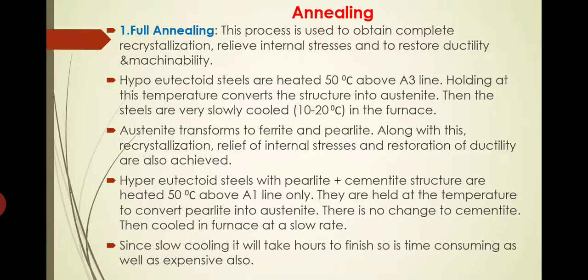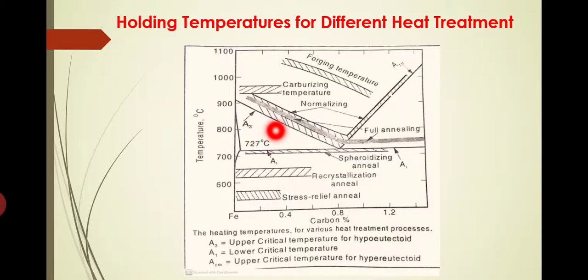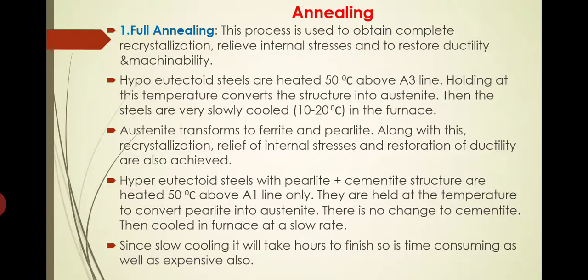So finally, we do full annealing to relieve internal stress and restore ductility and machinability, and complete recrystallization takes place in full annealing. In the other annealing processes, complete recrystallization will not be there. That is the main difference. Here we will have complete recrystallization. Hypereutectoid steels are heated 50 degrees Celsius above the A3 line. If the structure is hypereutectoid, then we heat around 10 to 50 degrees Celsius above the A3 line.